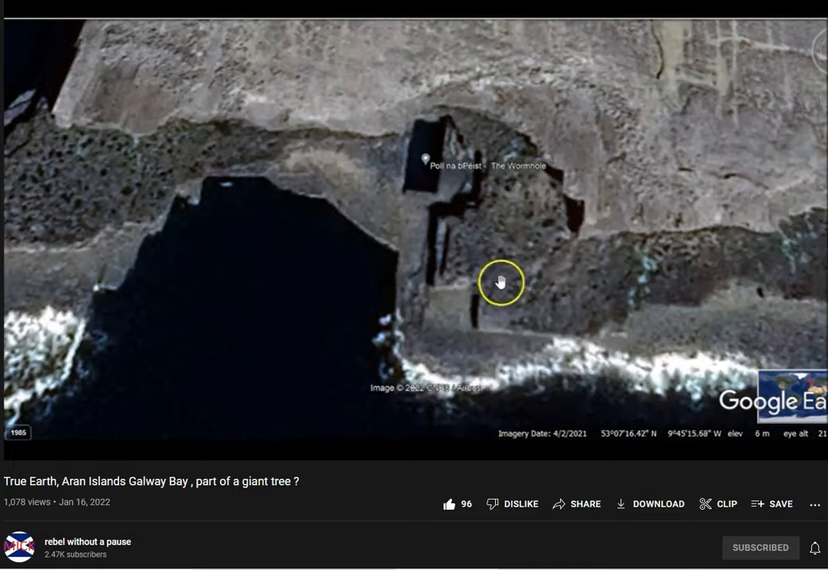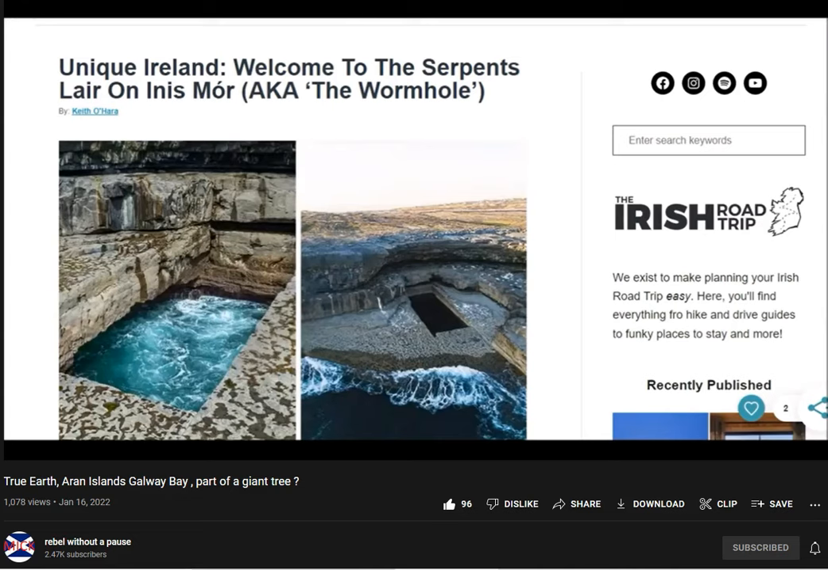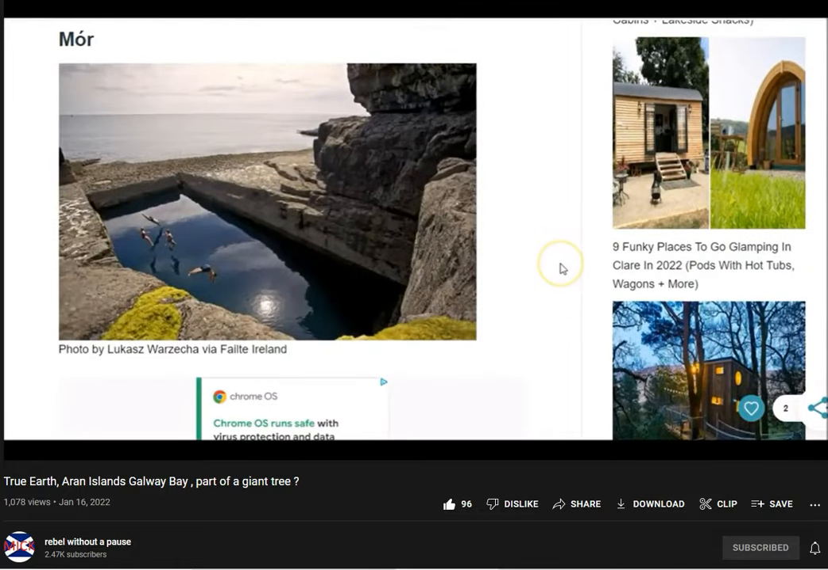But check this out. Unique Ireland, welcome to the Serpent's Lair, or Inis Mór, aka the Wormhole. Right. So this will be all the ammonites and stuff. This is sea urchins that's made up these layers. Check this out. How do you think that happened then? Another brilliant view here.